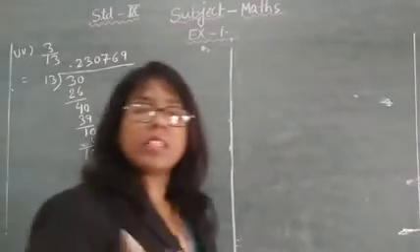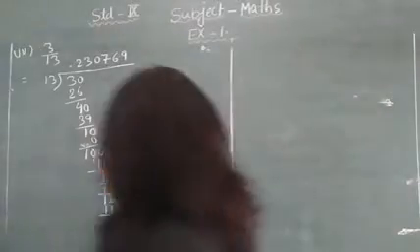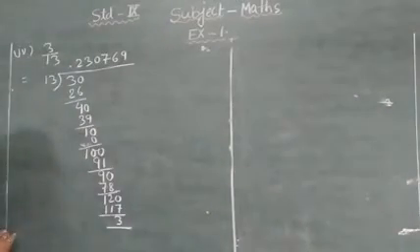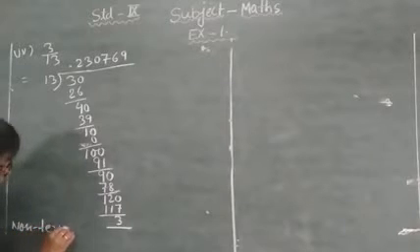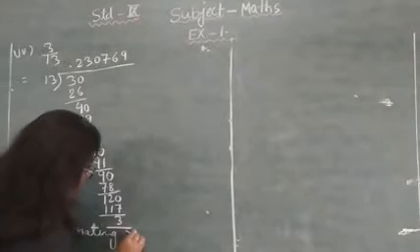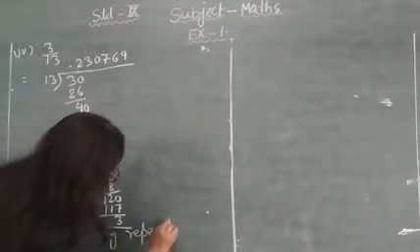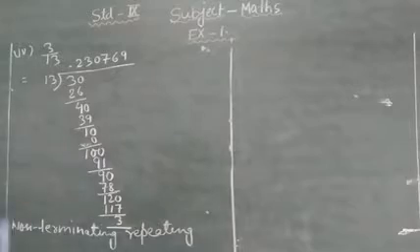Now see, the remainder is 3, that means it is repeating. So here the remainder is 3, not 0. So it is a non-terminating recurring, repeating number. We will write: non-terminating repeating. Fine, this is non-terminating repeating.